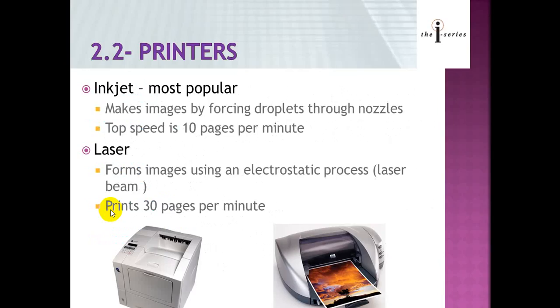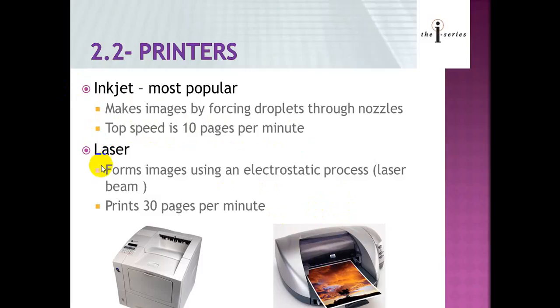Number 2, printers. The most common devices we use to take the information in the form of printed pages from the computer. There are mainly two types of printers. Inkjet, the most popular, makes images by forcing droplets through nozzles. Inside these printers you have nozzles, and through them some ink drops are dropped and then the picture is printed. Inkjet printers can print only 10 pages per minute.